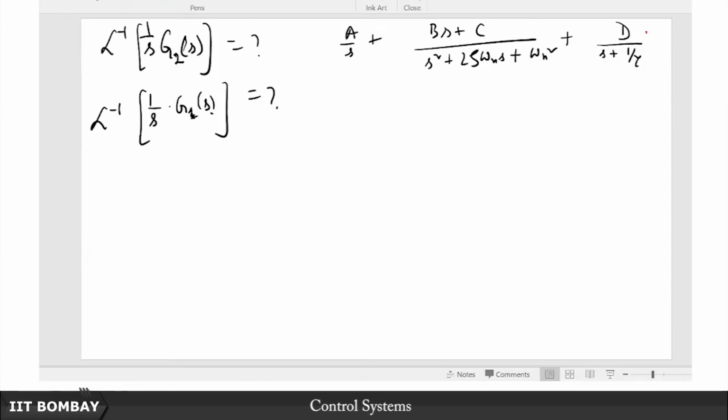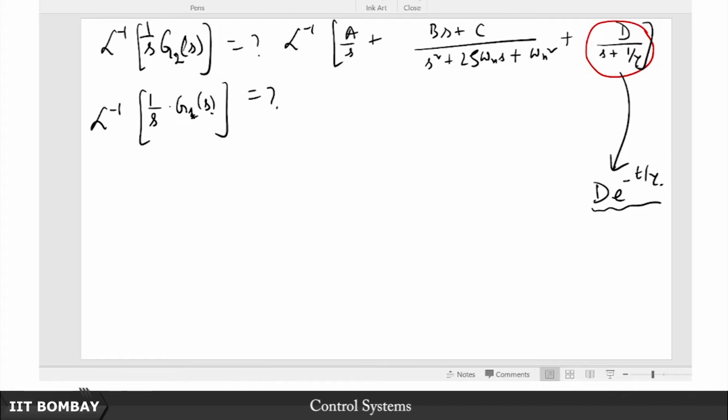So notice that now, apart from the usual terms which appeared for the second order system, you have this additional mode. If you now apply the Laplace inverse on each of these terms individually, what is the Laplace inverse of this term going to be like? It's going to be something like d e to the power minus t by tau. So in the time domain, if you want to ignore the effect of this term, there are two ways in which you could do that.